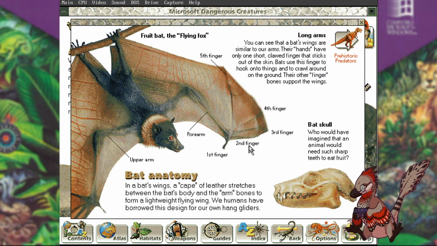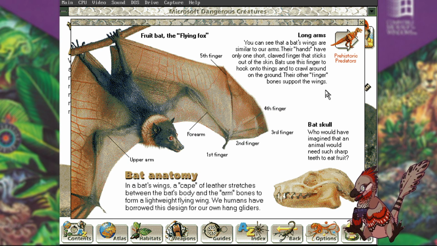The anatomy of a bat. The wing of the bat is a marvelous creation. Wow. There's another prehistoric predator at the top right that I kind of want to see. Long arms. You can see that a bat's wings are similar to our arms. Their hands have only one short, clawed finger that sticks out of the skin. Bats use this finger to hook into things and crawl around on the ground. Their other finger bones support the wing.